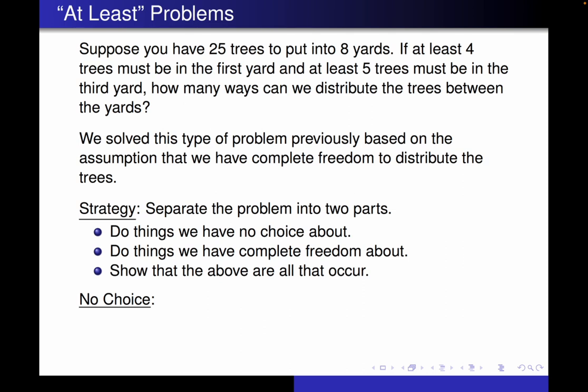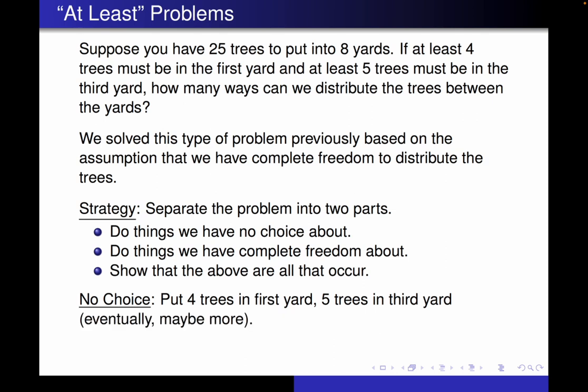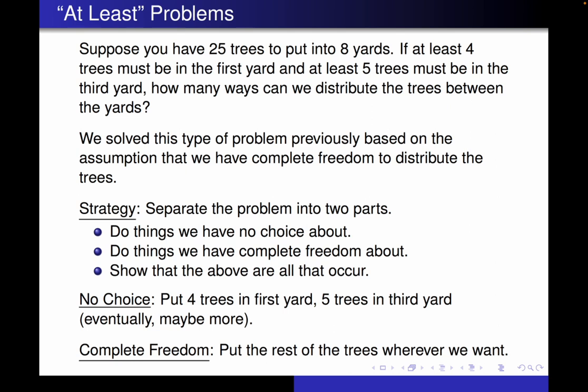So in the problem above, the one thing we have no choice about is we have to put 4 trees in the first yard and we have to put 5 trees in the third yard. Now those may not be the only ones we put in there. Maybe later we can put some more, but we don't have to. We have complete freedom on whether we put more in those yards or whether we just leave them at 4 and 5. And speaking of complete freedom, the thing we have complete freedom of once we put those 9 trees in the first and third yards is we can put the other trees wherever we want.